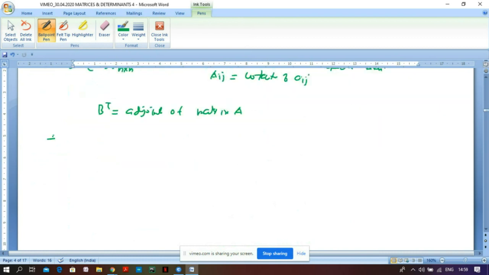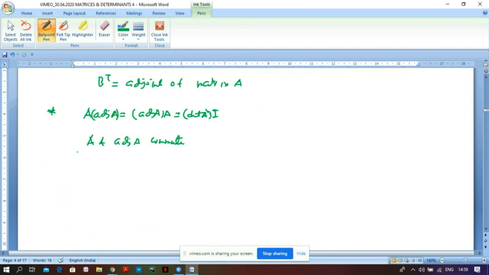The first property, that's of course the most important, I would say, and you must keep it in mind, is that A times adjoint A is adjoint A times A, and that is det of A times I. I have used it previously. So A and adjoint A commute. You know that not every two matrices commute, so it's rather pleasing that A and adjoint A commute, and you are finding the result that it's a scalar matrix, that is det A times I.